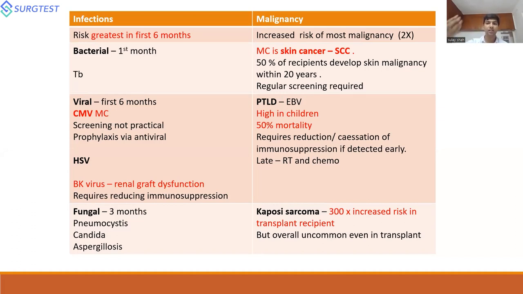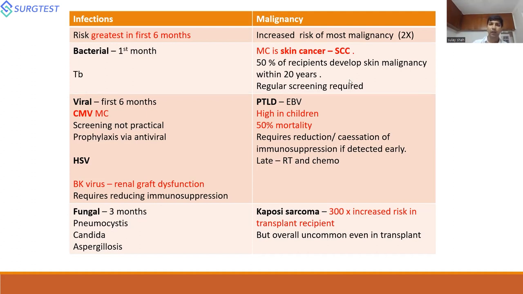So the treatment is reduction of immunosuppression and not increasing it. That was the whole point of the MCQ. Even though you do that, the outcomes are dismal. It is not very good. You can give RT, you can give chemo, but the mortality is very high. So there's nothing much we can do about it. But if kept in mind and detected early, it can be prevented.